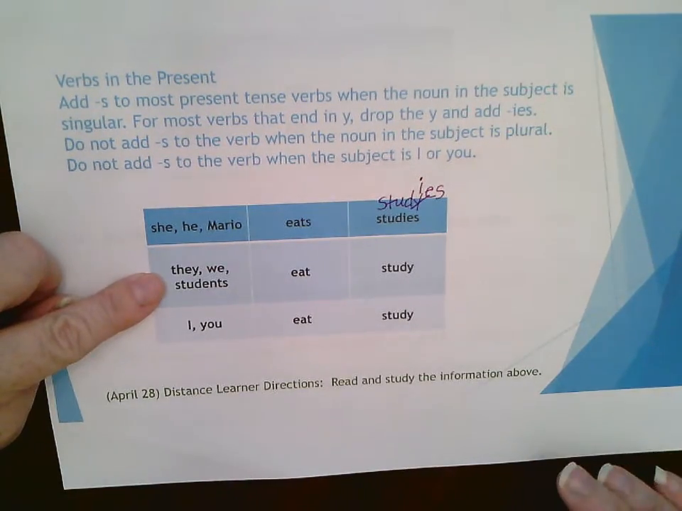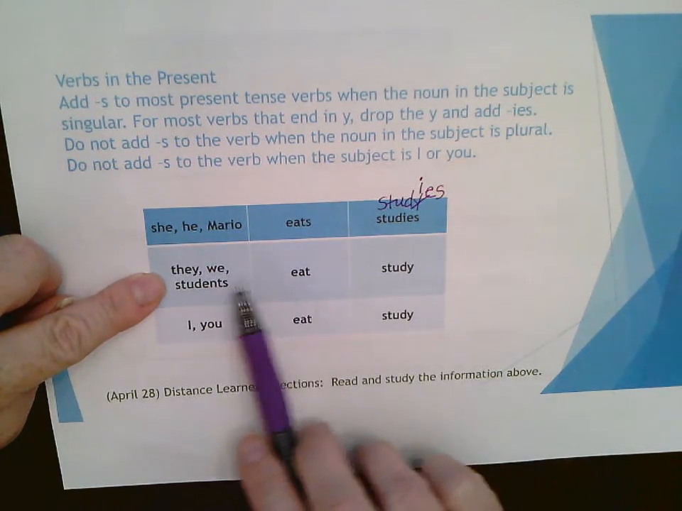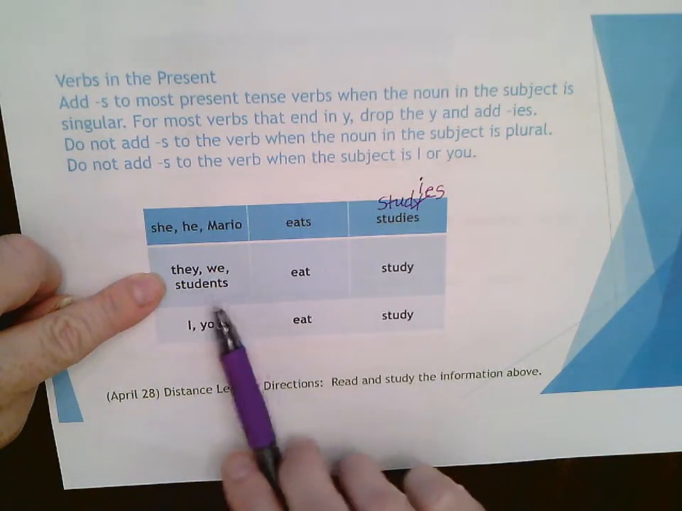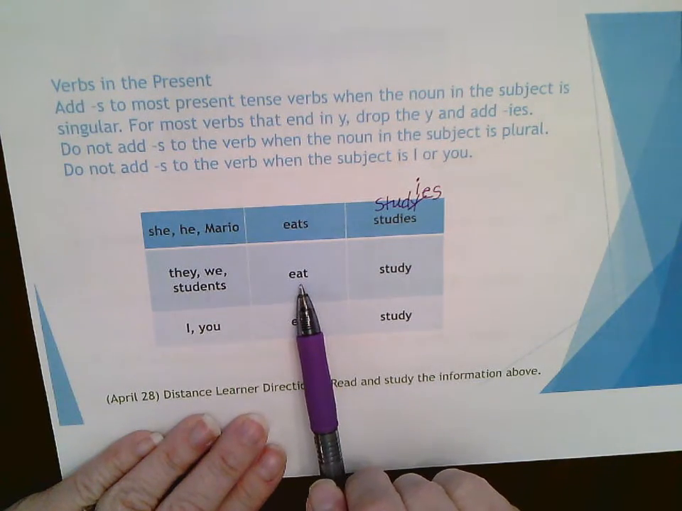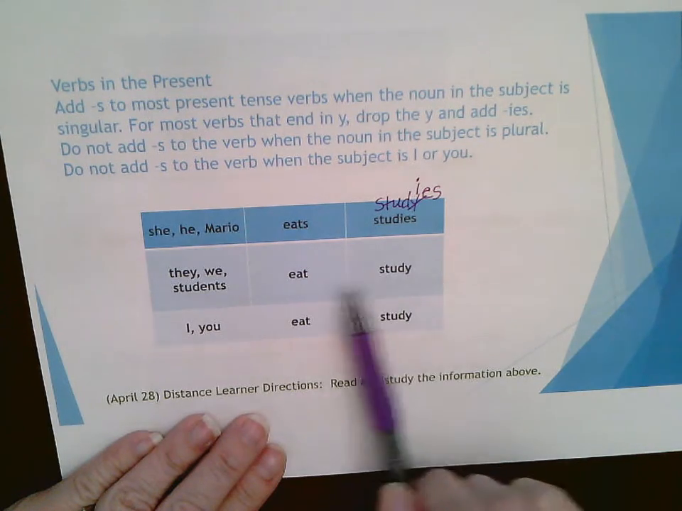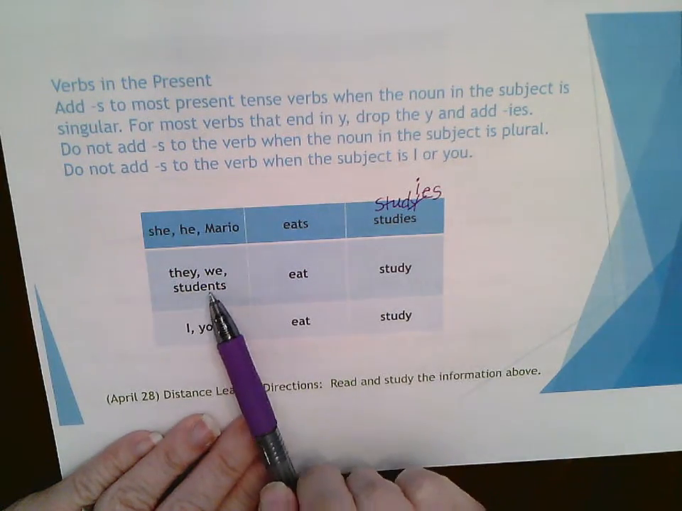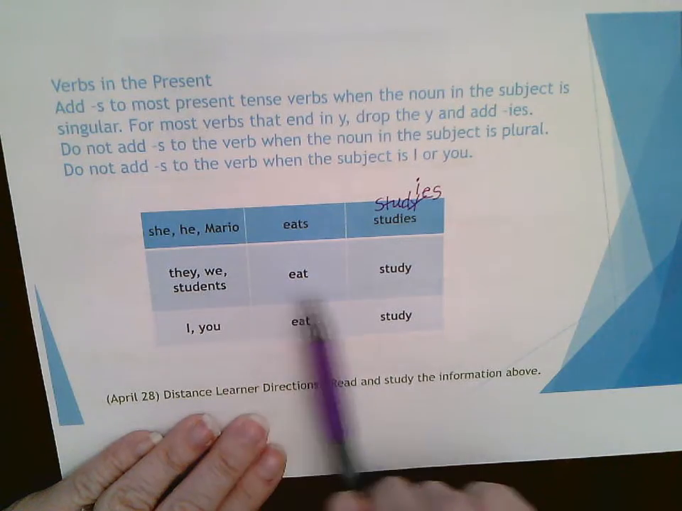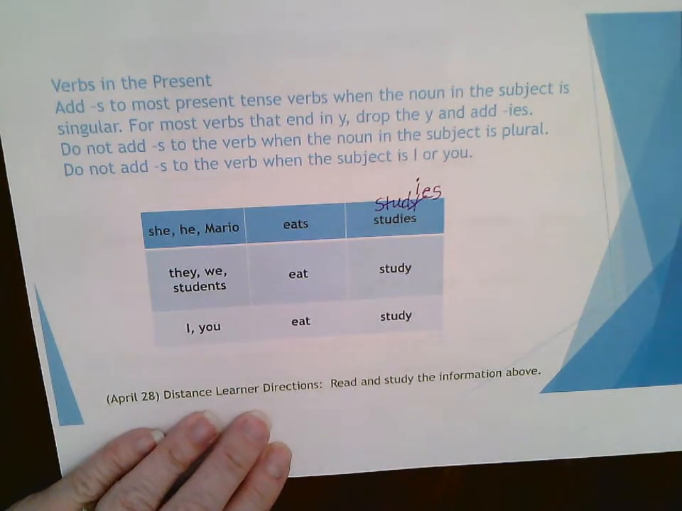When you have a plural subject, they eat, they study. We eat, we study. Students eat, students study. These are plural subjects, so we do not need to add an S or change the Y to I and add ES at all to keep these verbs in the present tense with a plural subject. They study, we study, students study. Plural subject, the verbs can be left alone to stay in the present tense. No ending added or changed.